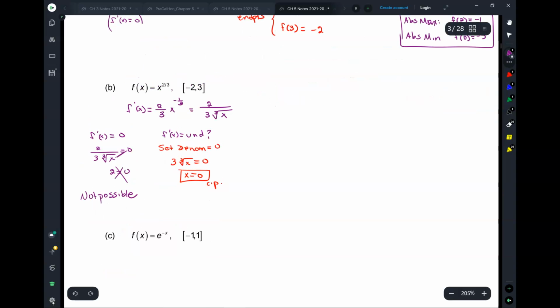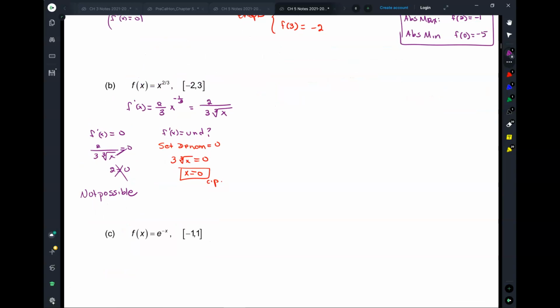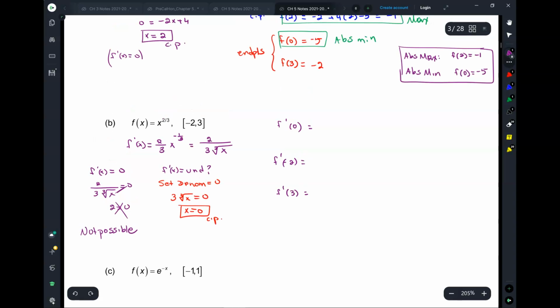So let's do this. What are we doing here? Okay, EVT. We're going to do f at 0, f at -2, f at 3. Okay, f at 0. I'm sorry, not f prime. Sorry, f of 0. Oh my gosh, Miss Maliki. No wonder it wasn't okay.